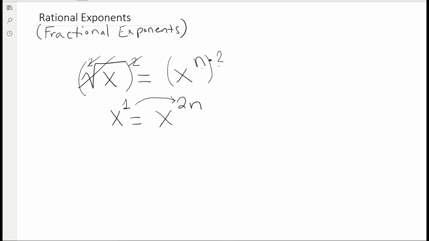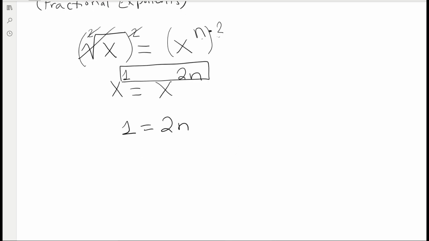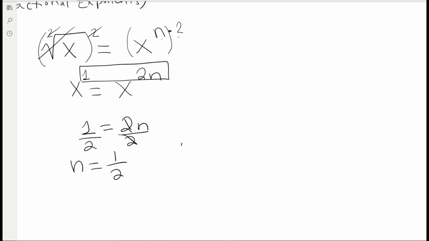So what we're going to do is set the exponents equal to each other. So 1 has to equal 2n. So 1 is equal to 2n. We can go ahead and solve for the exponent n by dividing by 2 on both sides. And so now we're left with n equals 1/2. So what this means is that we can write the square root of x simply as x to the 1/2.